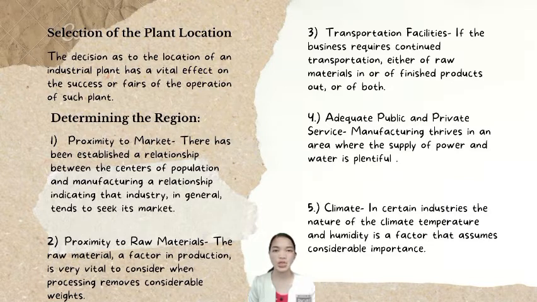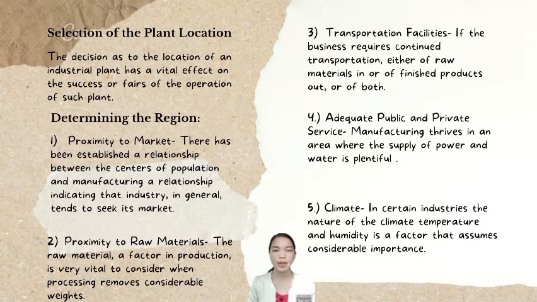Selection of the plant location. The decision as to the location of an industrial plant has a vital effect on the success or failure of the operation of such plant. The decision, therefore, should be based upon a careful consideration of all the factors pertinent to the particular enterprise. The nature of the factors involved in the plant location varies among industries and with changing technical and economic conditions. Some industries and the location of necessary plants are influenced by the markets. Others are located around the sources of power. Still others seek the source of raw materials.